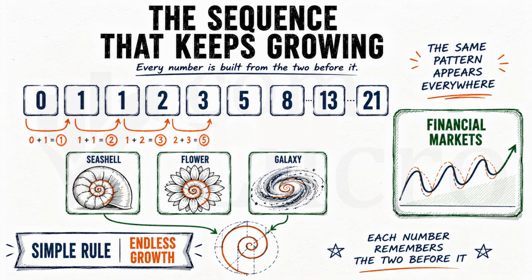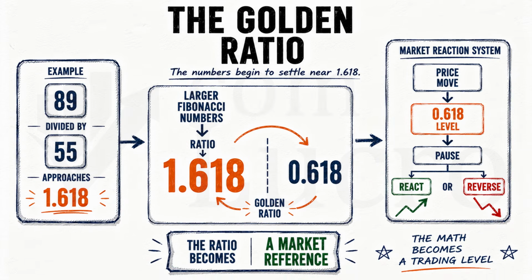That same pattern shows up everywhere, in seashells, in flowers, in galaxies, and, as traders discovered, in financial markets as well. Here's why it matters to us. As the numbers grow larger, the ratio between them settles close to 1.618, the golden ratio, along with its inverse, 0.618. In trading, these two numbers become the backbone of the levels we use to anticipate where the market may pause, react, or change direction.